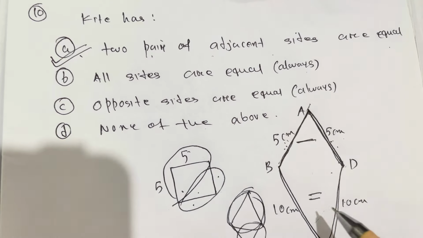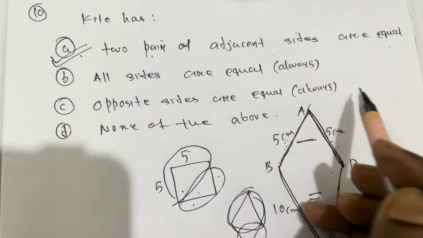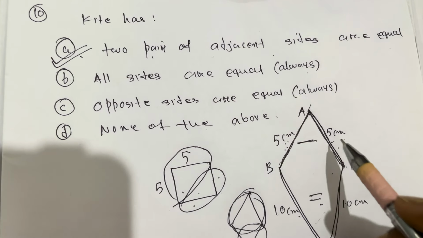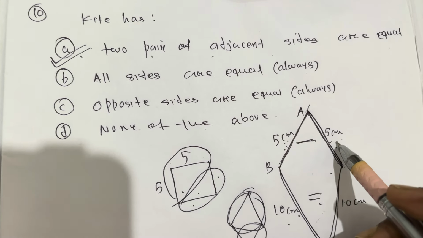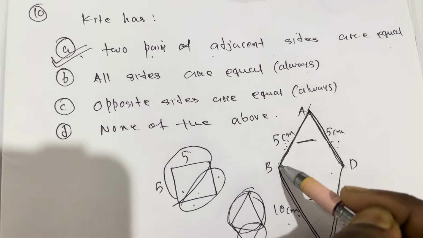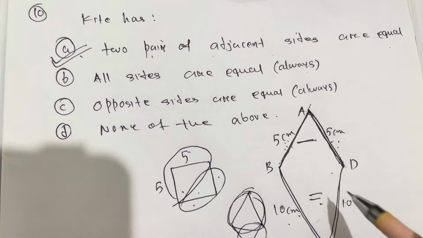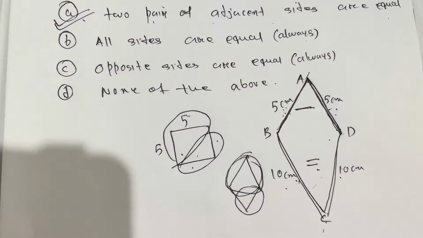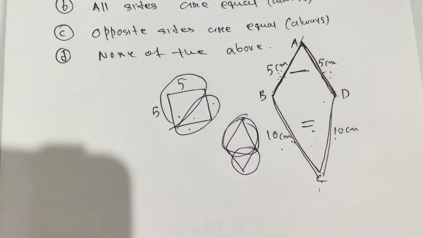This is incorrect. For this figure, all sides are not equal and opposite sides are not always equal. We don't know, only these and these are equal. This is 10, this is 5, so not equal always. But always remember, a kite has two pairs of adjacent sides that are always equal. Adjacent means partner pairs. This pair and this pair are equal. So this is the definition of a kite.